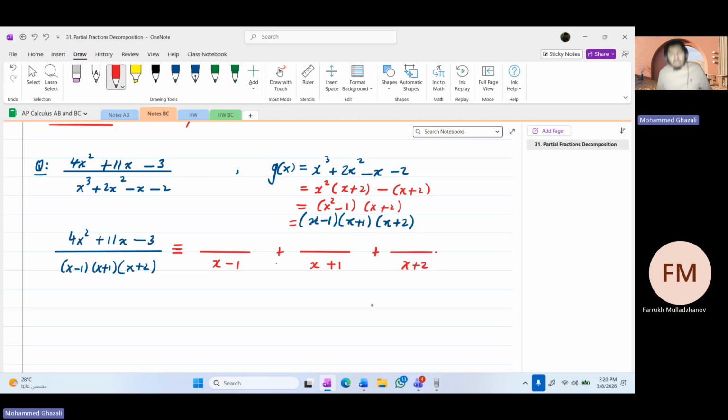Now, what should I write on the numerator? Remember, when we study polynomial functions, we start with constant, then linear, then one more than linear is quadratic, one more than quadratic is cubic. Because this is linear, what is the function before linear? What's the smaller function before linear? It is constant. So the constants are A, B, and C. Okay, Farooq, you understand?